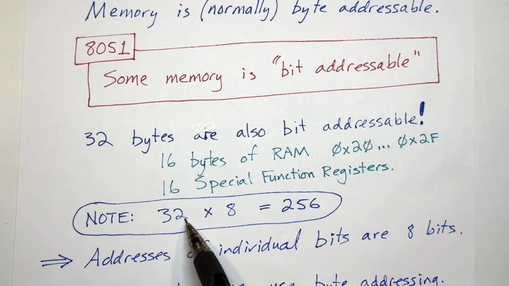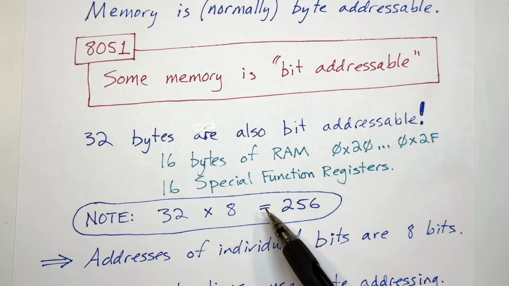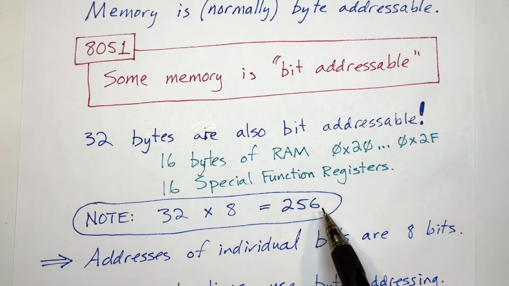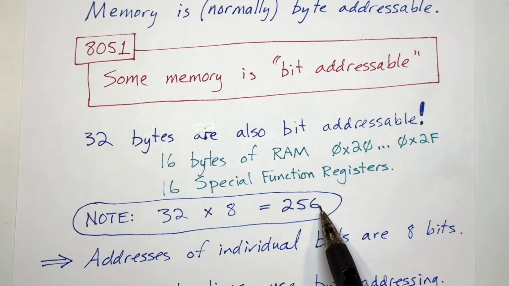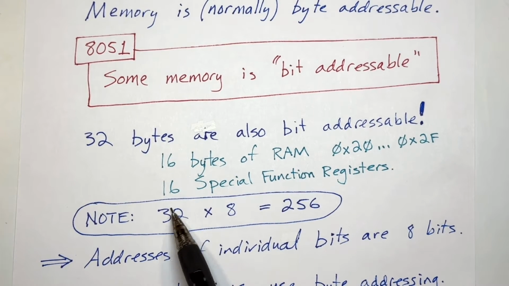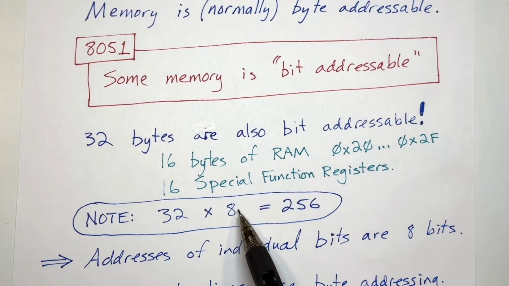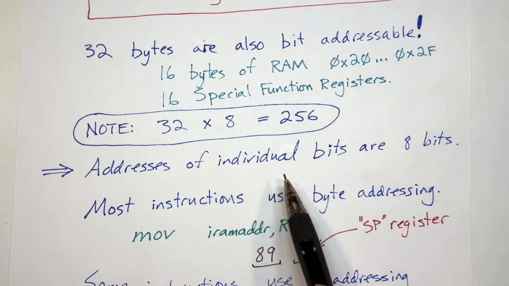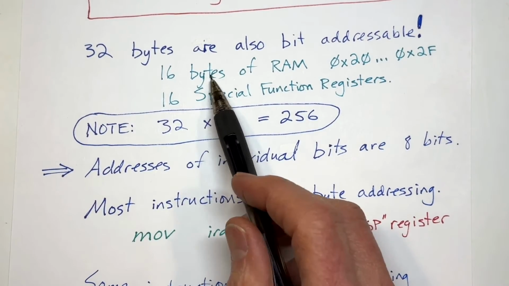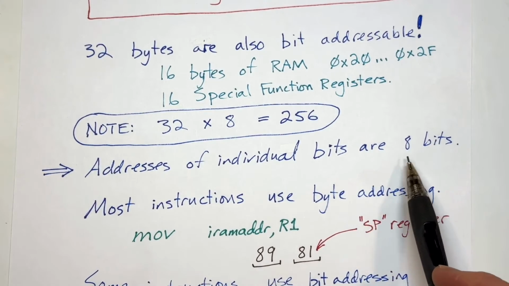So we've got a total of 32 bytes that are bit addressable. Notice that 32 times 8 bits per byte is 256. And so with an 8-bit address, we can address any one of those 256 bits, right? It takes 5 bits to address 1 out of 32 bytes, and it takes 3 more bits for a total of 8 bits to address any bit within the byte. So 5 plus 3 is 8. So the addresses of individual bits within these 32 bytes will be 8 bits in length.